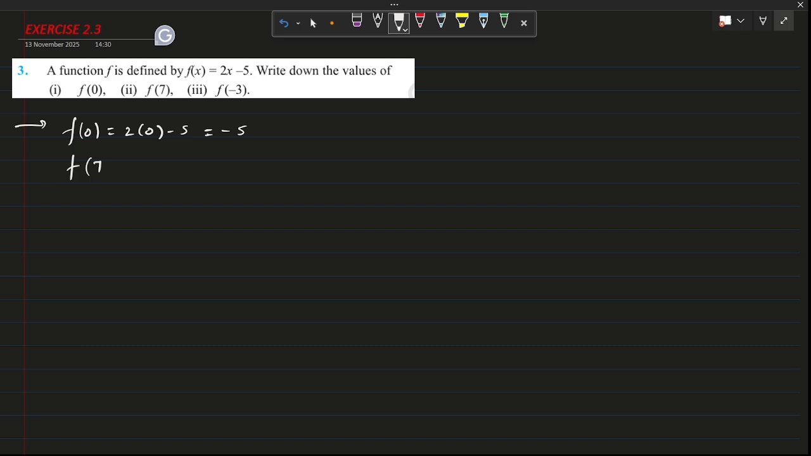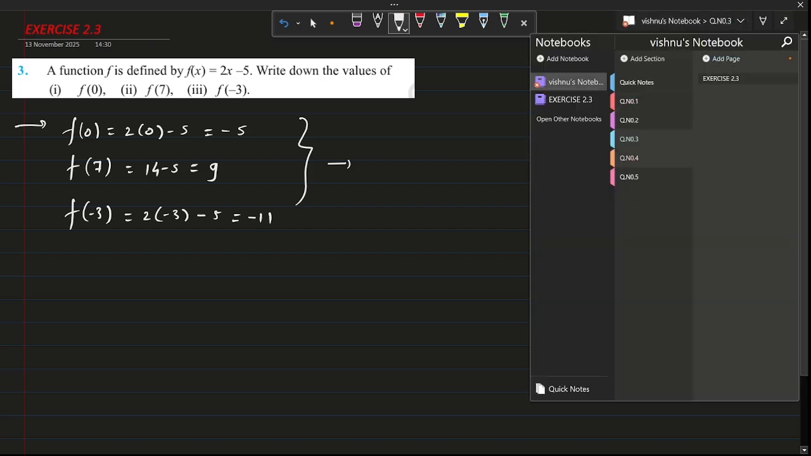Then f of 7 is equal to 2 into 7 minus 5, which is equal to 9. Then f of minus 3 is equal to 2 into minus 3 minus 5. So that is minus 6 minus 5, which is minus 11. So these are the answers. This is the easy question. Now we'll see the fourth question.